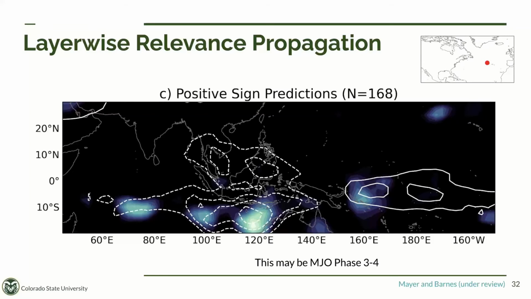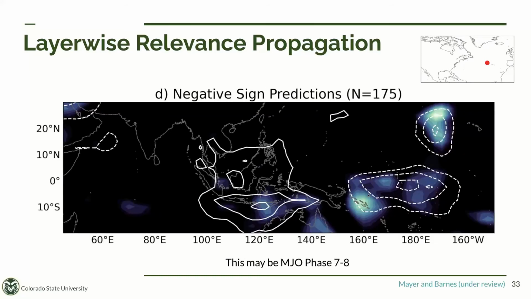And this looks a lot like MJO phases 3 and 4, where the relevance is highlighting this enhanced convection over the maritime continent and the Indian Ocean, and then some suppressed convection over the Western Pacific. We can do this again for a negative sign prediction, and you can see that the network is identifying the suppressed convection over the maritime continent, and the enhanced convection over the Western Pacific. Now you also see this hotspot that's just located west of Hawaii, and we wanted to examine this a little bit more and why this region was coming out of our analysis.